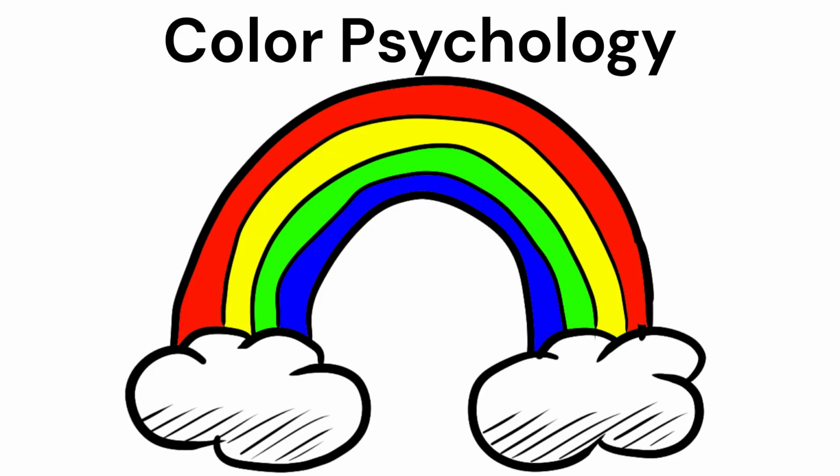Now let's look at color psychology. Color psychology tells us that different colors are related to different emotions, or our brain associates them with different emotions. So I'm going to go through the list of colors and what emotions they typically are associated with.